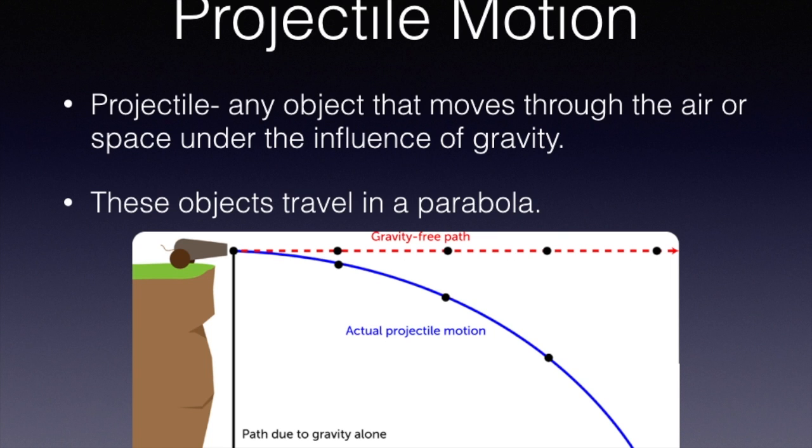For projectile motion, there are two key things that are involved. Number one is the projectile, which is any object that moves through air or space under the influence of gravity. These objects travel in a parabola, as seen in the image below.